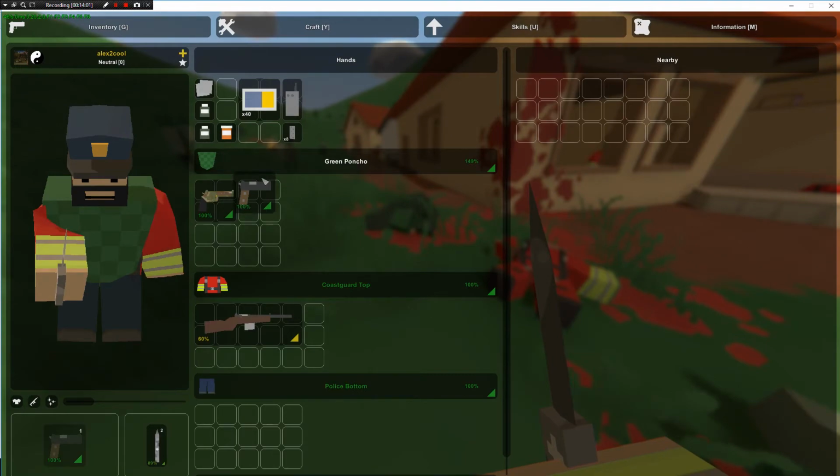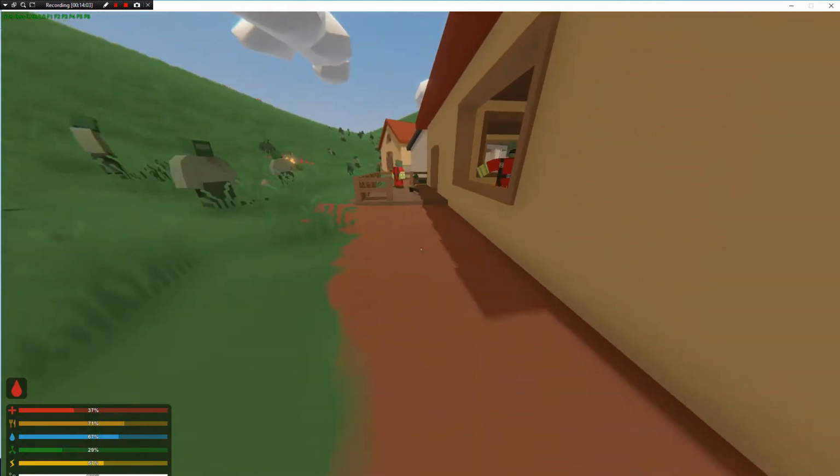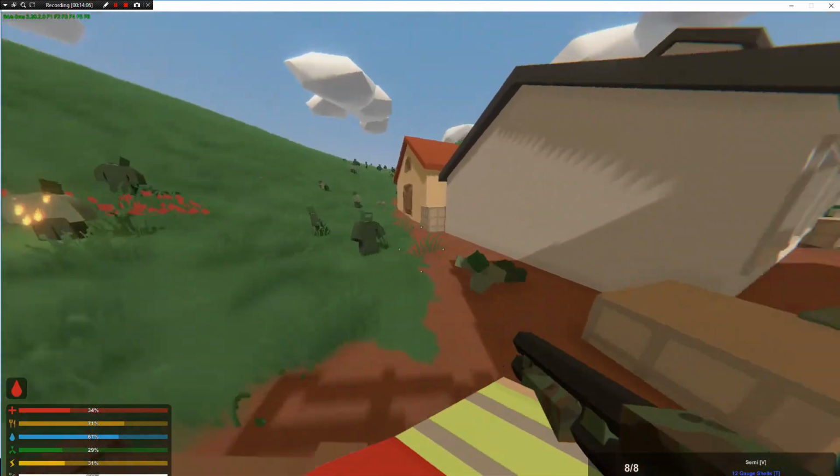And as you saw over there, there was a blunt force. We're going to actually try to kick that out real quick and kill as many of them as we can.